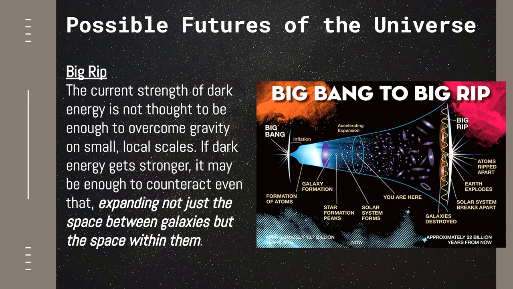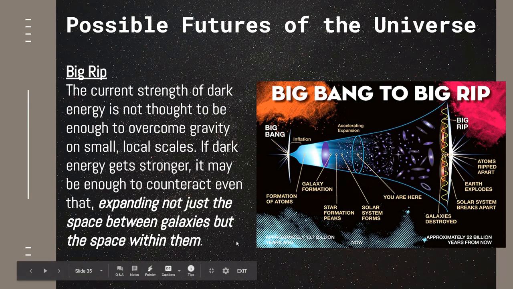The next will be the big rip. It says here that the universe will continue to expand. However, there might be some cracks along the way, or it will destroy itself as it tries to continuously expand. So if dark energy gets stronger, it may be enough to counteract even that, expanding not just the space between the galaxies but the space within them.